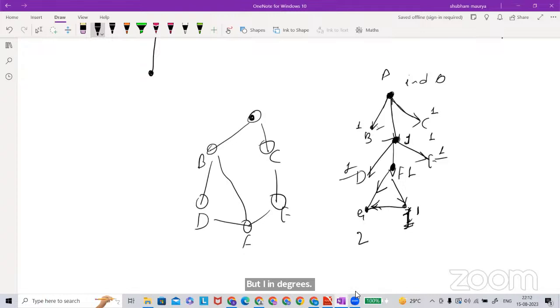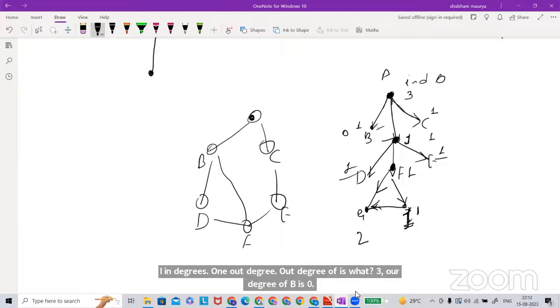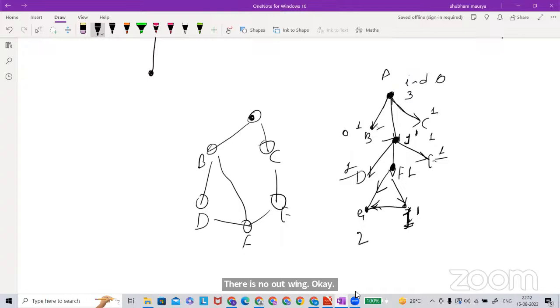Out degree of A is what? 3. Out degree of B is 0. There is no outgoing edge. Okay. Out degree of J is what? Out degree of J is again 3. Out degree of D is 0, there is no outgoing edge. So in degree and out degree mean ingoing edges and outgoing edges.